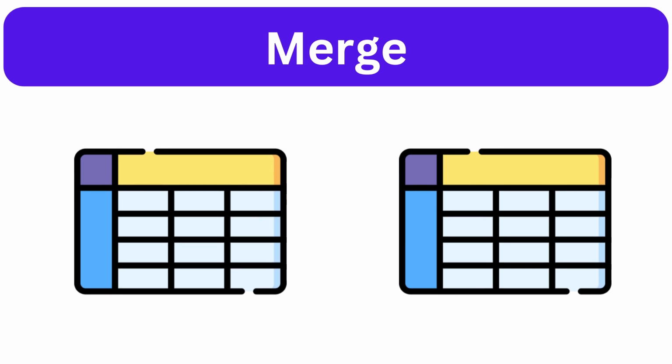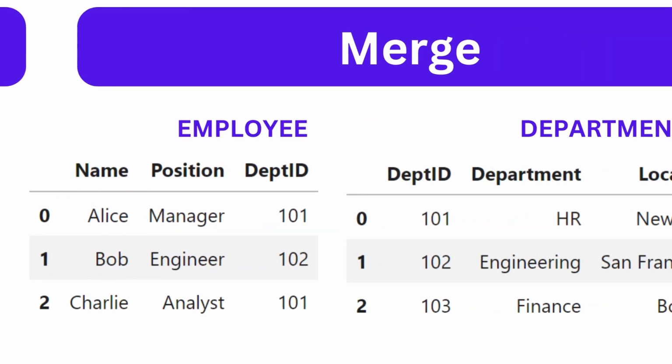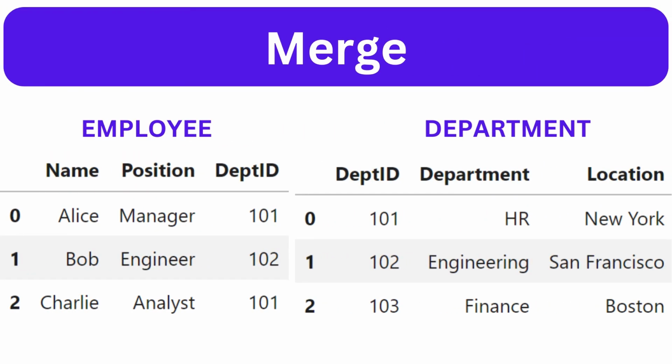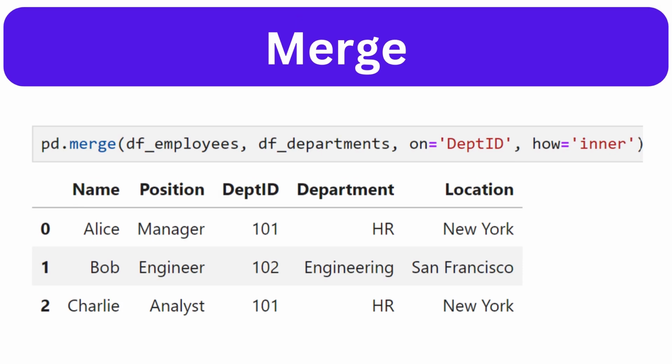The merge function combines data frames based on the columns or indices. It functions like SQL joins, for example, inner, outer, left, and right join, and allows for more complex joins on specific columns or index levels. As you can see in this example, department ID is the common key, the common column between the two tables.